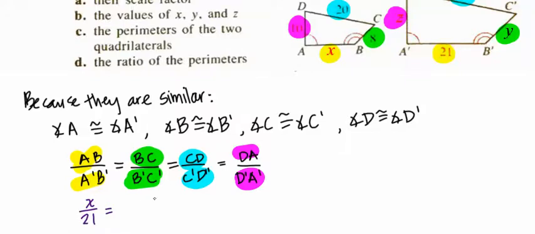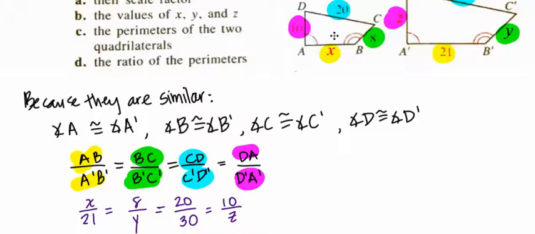BC is 8 over Y equals 20 over 30 equals 10 over Z. Now you can do a quick check.